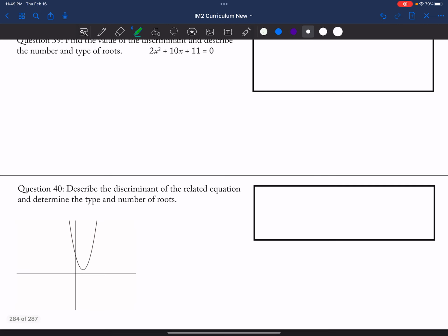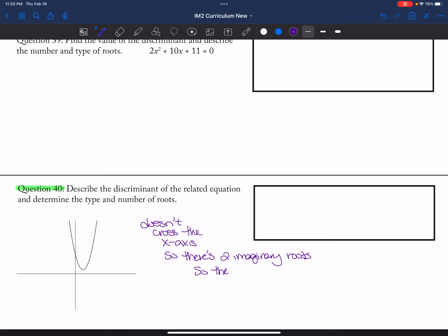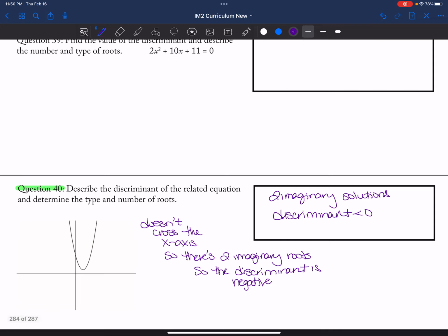And then we could do 40. Describe the discriminant. Well, this graph does not cross the x-axis, so there's two imaginary roots. So the discriminant is negative. So two imaginary solutions. And the discriminant is less than 0. Okay.